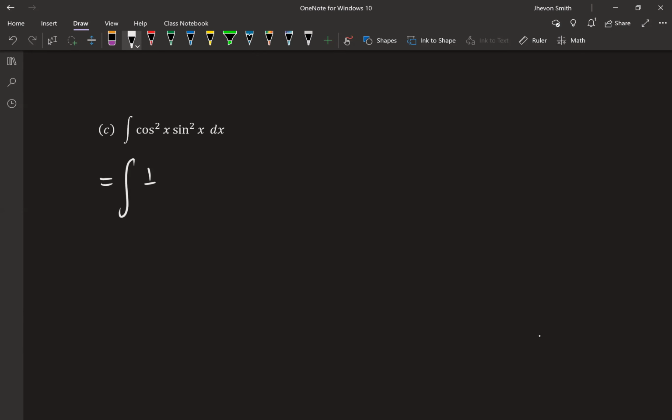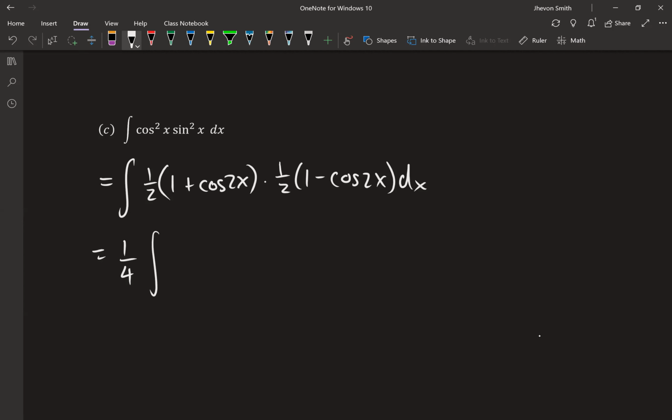So, this is going to be 1 half (1 plus cosine 2x). This is going to be 1 half (1 minus cosine 2x). And then you can take out the 1 half times the 1 half. That's a quarter. And what is 1 plus cosine 2x times 1 minus cosine 2x? You'll recognize that as difference of squares because we're all amazing at algebra. So this is just 1 minus cosine squared 2x.